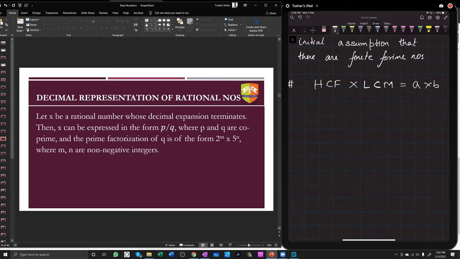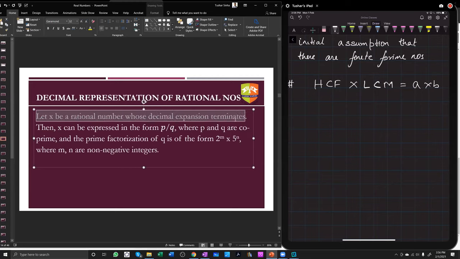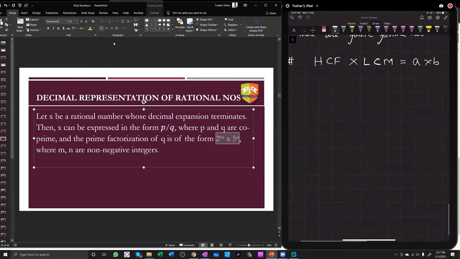Now this is another one-marker type. Let X be a rational number whose decimal expansion terminates. Then X can be expressed in the form P by Q, where P and Q are co-prime, and the prime factorization of Q is of the form 2 to the power m into 5 to the power n, where m and n are non-negative integers. So what does it mean? This is again very intuitive. We have seen this multiple times.